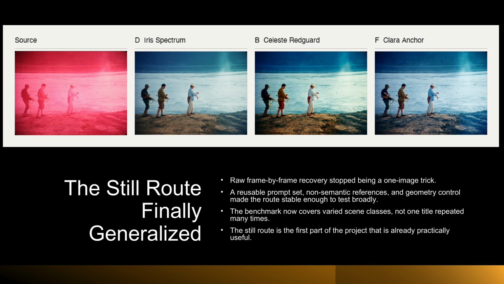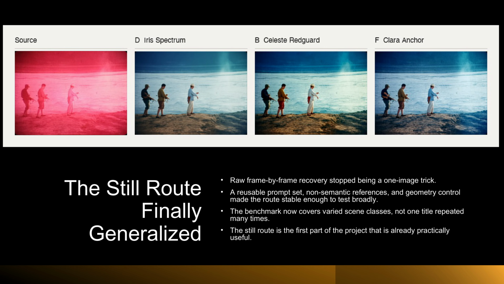The contact sheet matters because it shows range. This is not one lucky image repeated many times. At the beginning, frame-by-frame recovery was too unstable. It depended too much on lucky cases. But once the prompt logic improved, once the references stopped embedding semantics, and once the geometry control was working, the still route started to generalize.